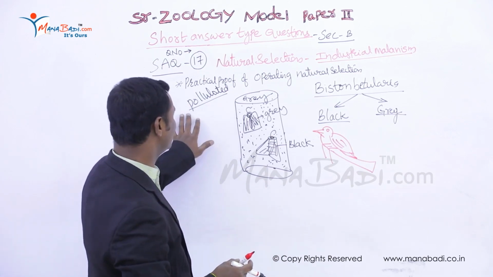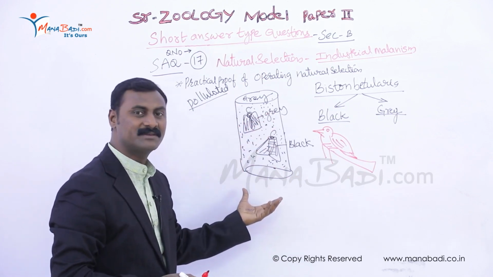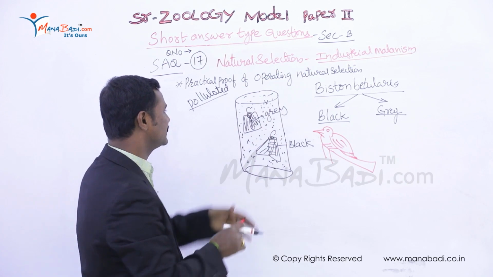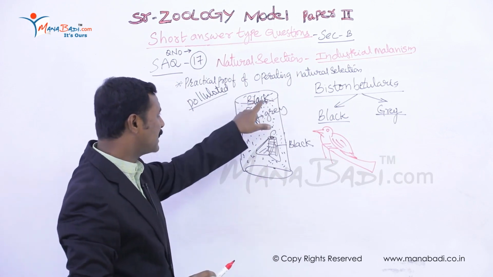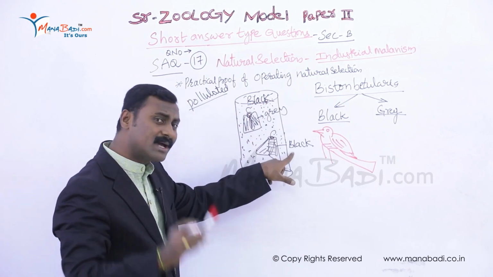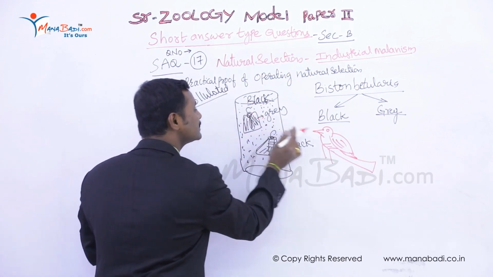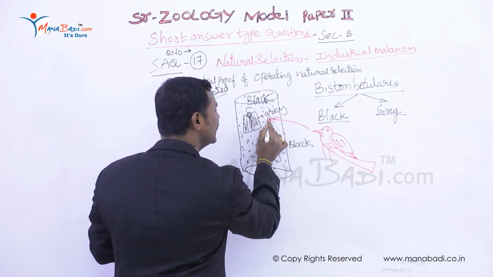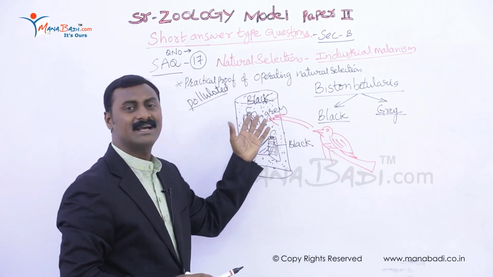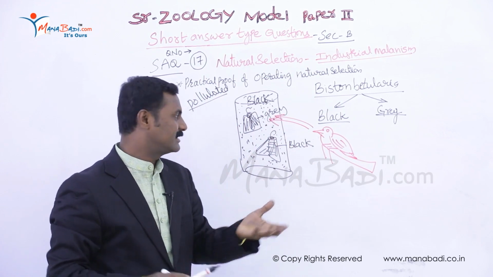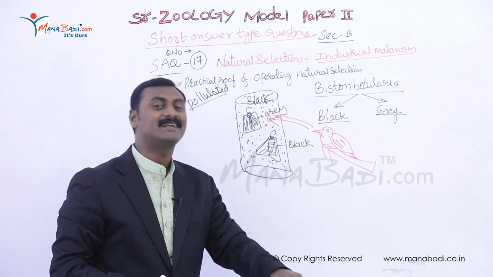Especially in the polluted area, the tree trunks are turned black because of the deposition of soot. So this black color background is going to support black moths. On the black background, grey moths are easily visible. That's why the bird is going to attack the grey color, so the birds are eating grey moths. Automatically the black moth number increases in the polluted area, and the grey moth population decreases.